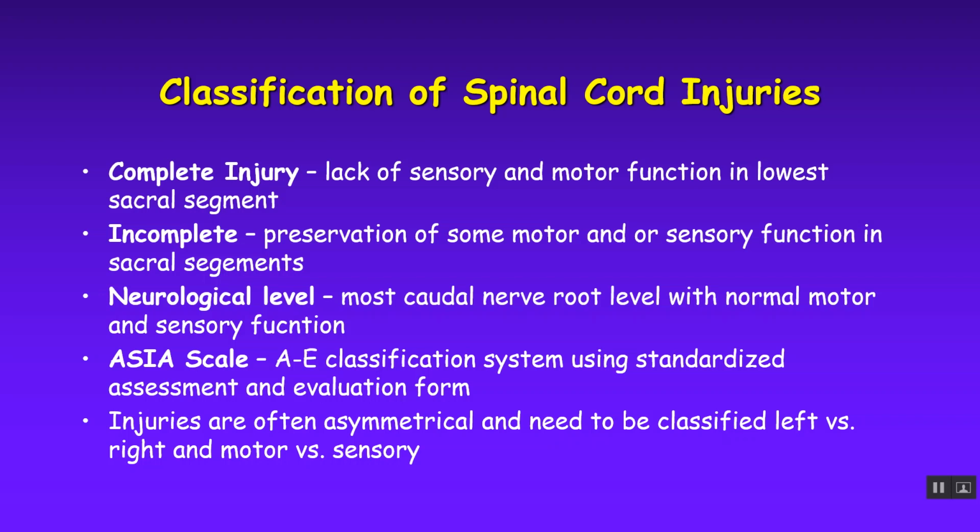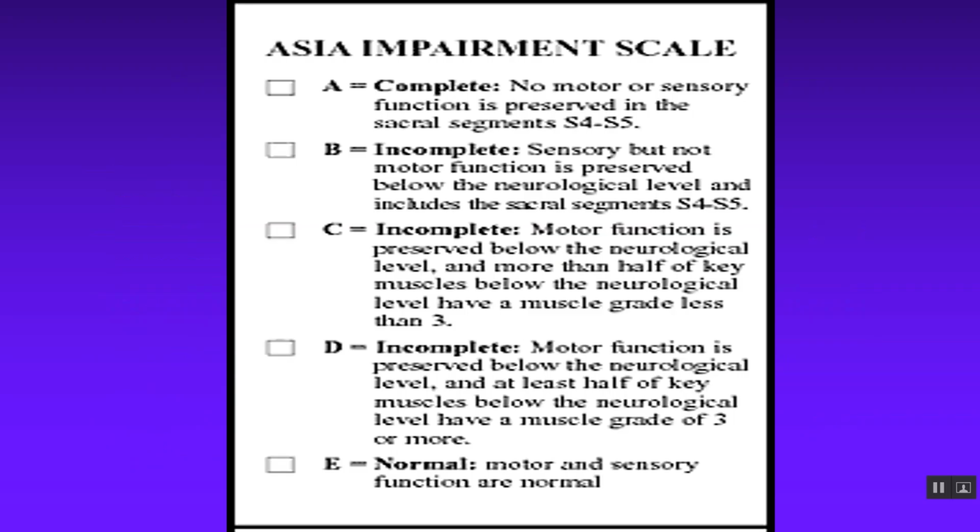There's a certain scale that's used to classify injury called the Asia scale. You should know the basics of that, and we'll go through that in a second. And injuries are often asymmetrical, left versus right, and also motor versus sensory. So the Asia Impairment Scale, it's the American Spinal Cord Injury Association scale. That's why it's called Asia. It's classified as A, B, C, D, or E. You're an A, a complete injury, if no motor or sensory function is preserved below the level of the lesion, including the sacral segments, S4 and S5. So loss of all motor and sensory function below the level of the lesion, including S4 and S5.